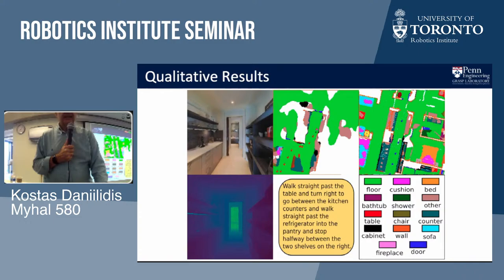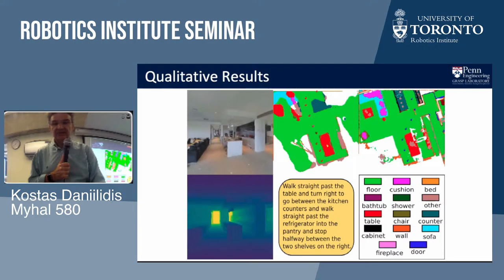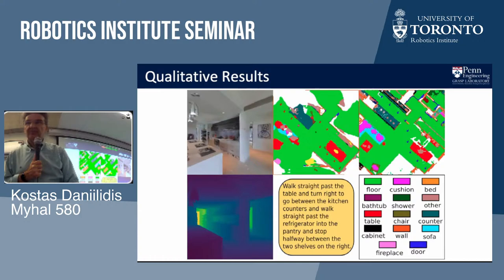This is another one: walk straight past the table, turn right to the kitchen, go between the kitchen counters and walk straight past the refrigerator.